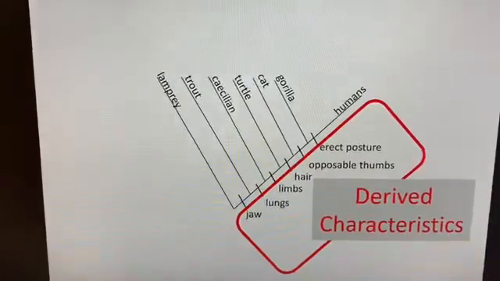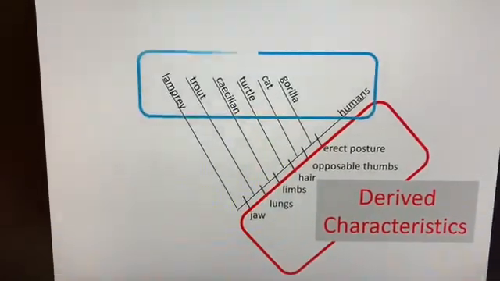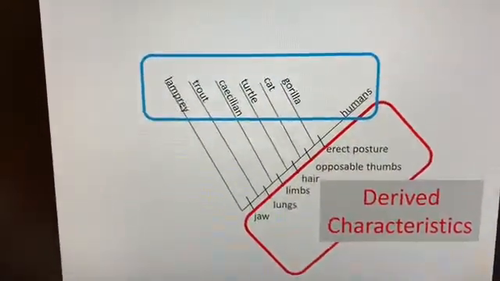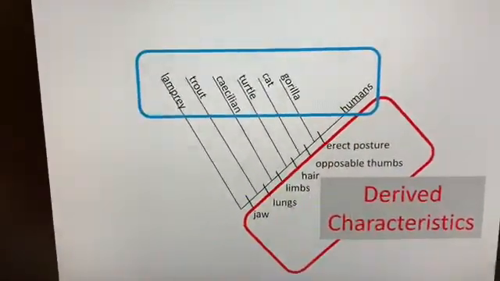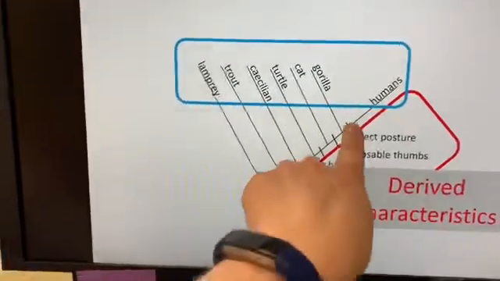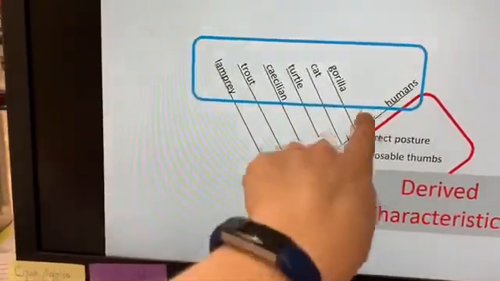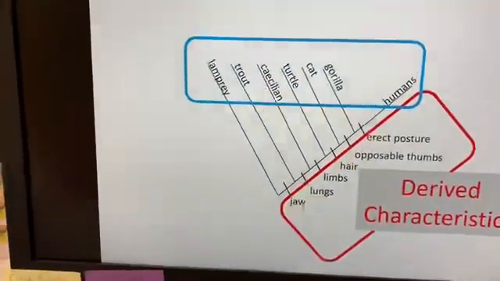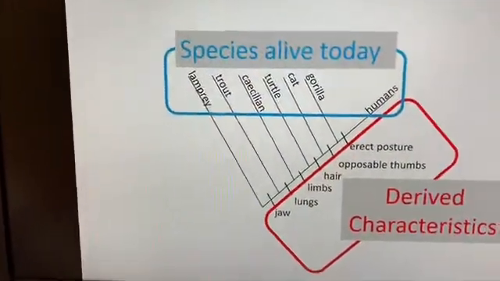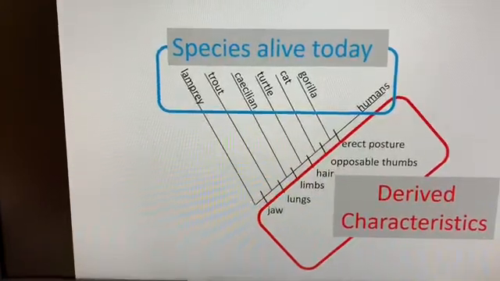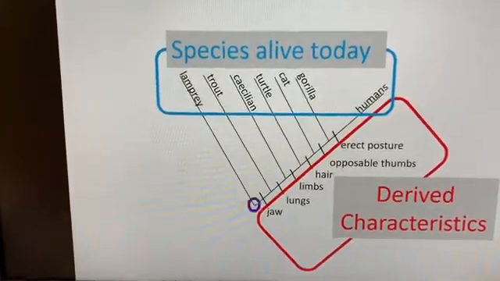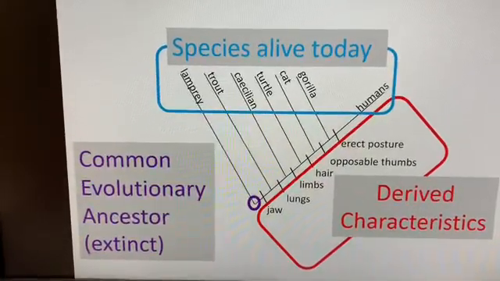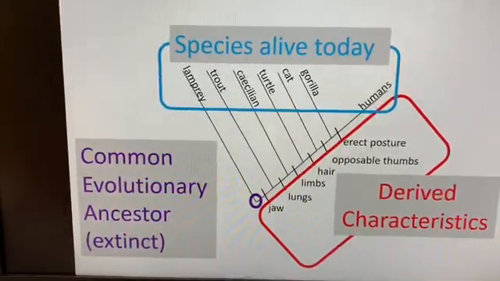Now, these right here, the lamprey, the trout, the caecilian, the turtle, the cat, the gorilla, the humans, are all organisms that are currently living. These are all the ancient, usually extinct organisms, but these are the ones that are living right now. So, species that are alive today. And then those branches represent common evolutionary ancestors, which, again, are usually extinct.